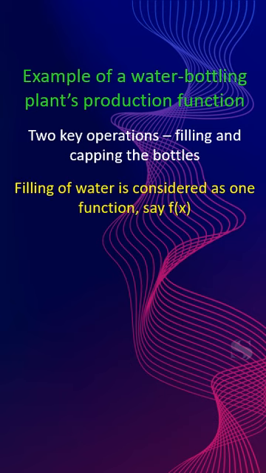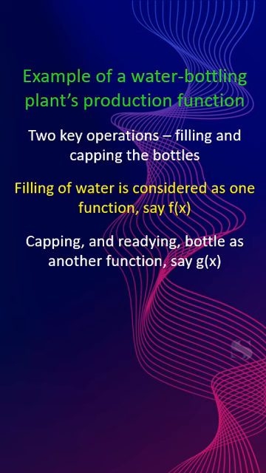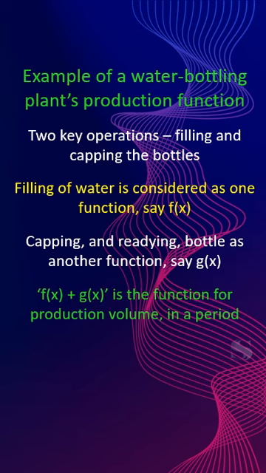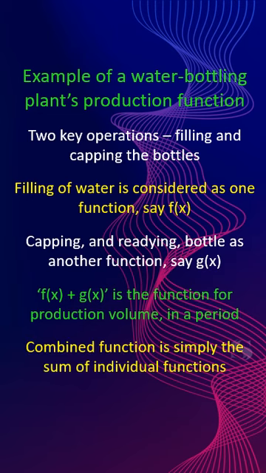If the filling of water is considered as one function, say F, relating time and quantity of filled water, and capping the bottle as another function, say G, then the quantity of water bottles produced in the plant is a result of these two steps. Next, these two steps, in terms of functions, can be considered as a combination function as F plus G, where plus is a replacement of "and" mathematically. The combined function gives us the quantity of water bottles produced in a factory and the time taken for it. In this case, the output function, or the function of production for sales in a period, is simply the sum of two functions.